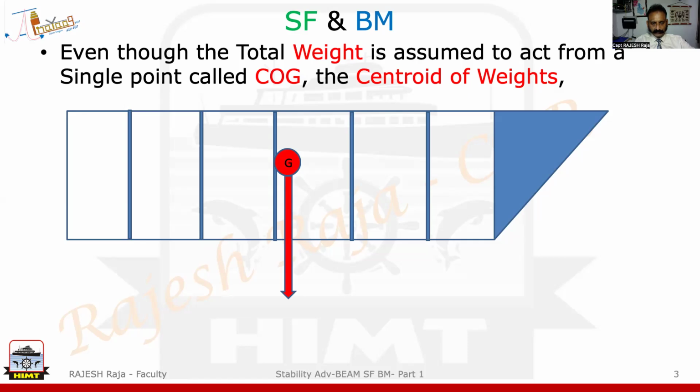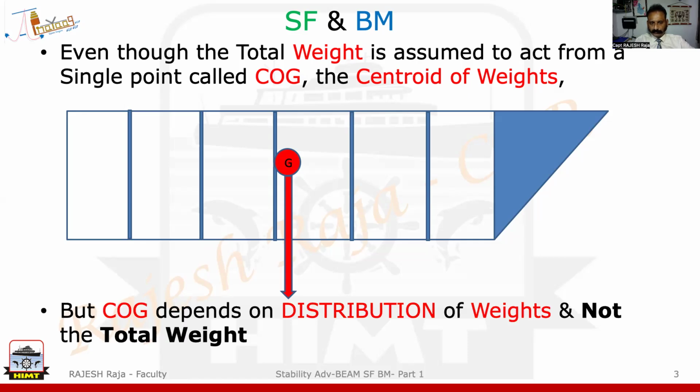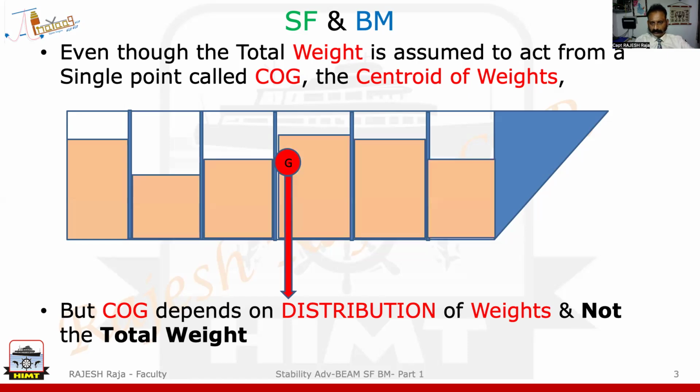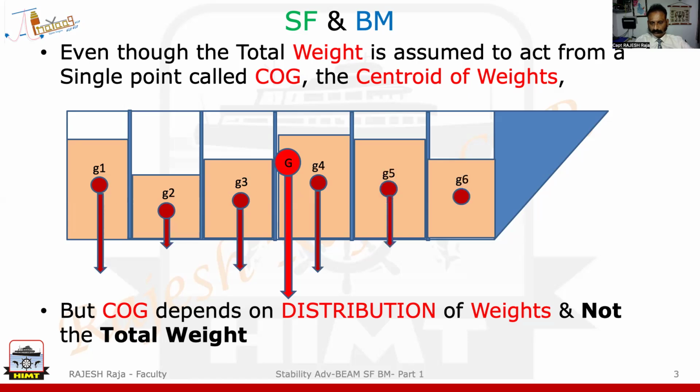But there is something else you should realize. The position or the location of the COG, which is kind of a virtual point, actually depends on the distribution of weights in these holds and the ship rather than your total weight. So assume I had some cargo here like this, uneven distributions. So each hold or the compartment will have its own center of gravity depending on the cargo. This is how the actual ship will look.